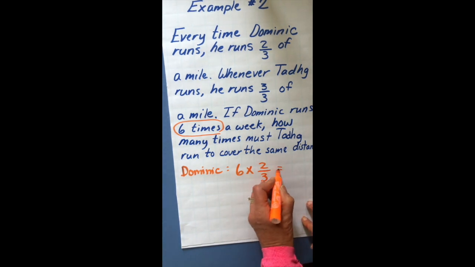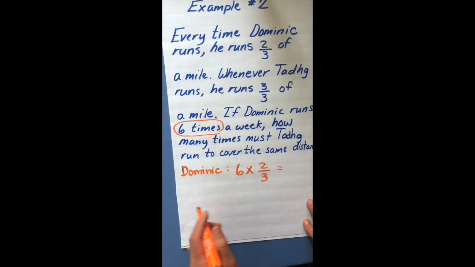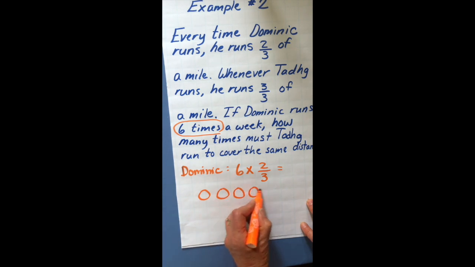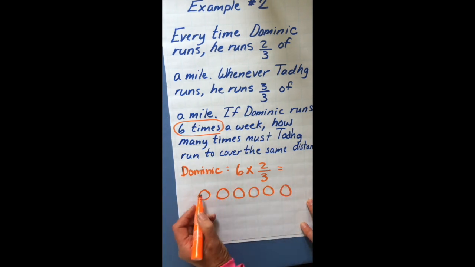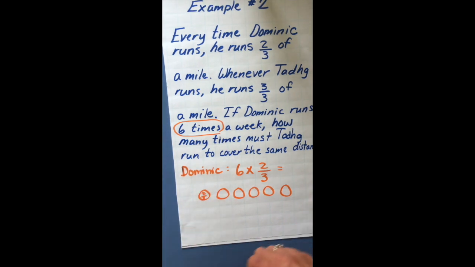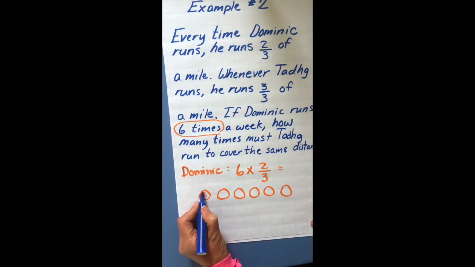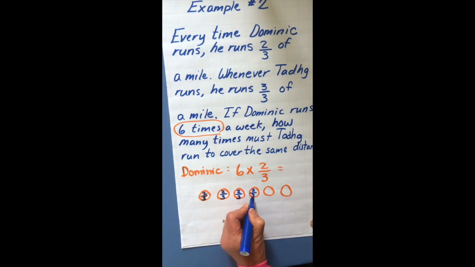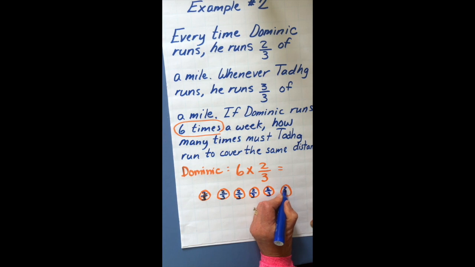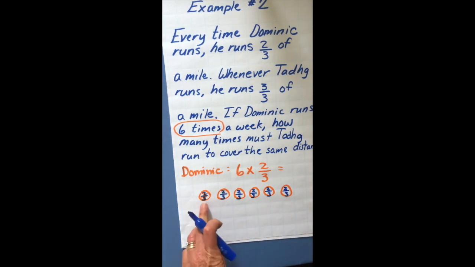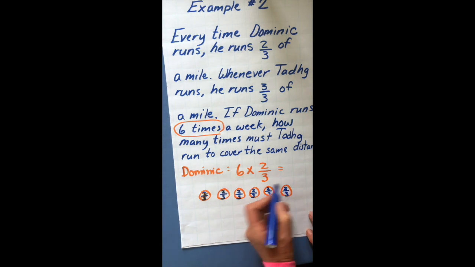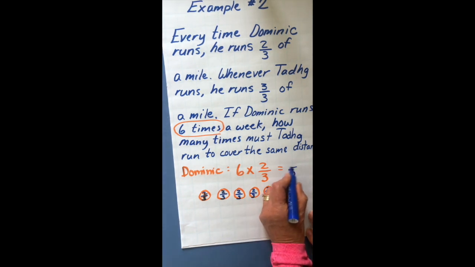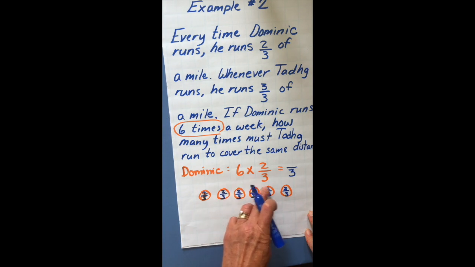Okay, I could solve this 2 ways. I could say 6 groups of 2/3, 1, 2, 3, 4, 5, 6, and have 2/3 in each. 2/3, 2/3, 2/3, 2/3, 2/3, 2/3. And then adding and subtracting is plain to see. You match the bottoms perfectly, so the bottom is 3, and then I add the tops, 2, 4, 6, 8, 10, 12.